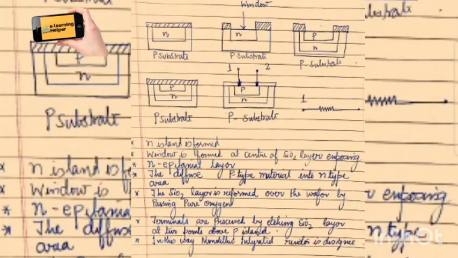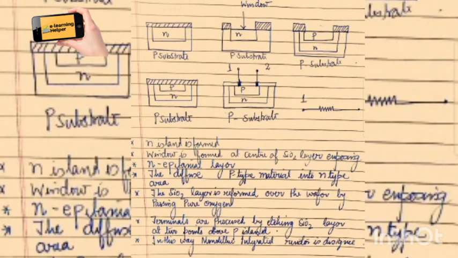Then, in a similar manner, the terminals are developed. Two terminals with metallic points are developed through etching over the P island. Now we can see that these two points can act as a diode, because the P and N regions form a depletion layer between points 1 and 2, and thus this is the design of the monolithic integrated resistor through this IC fabrication process.